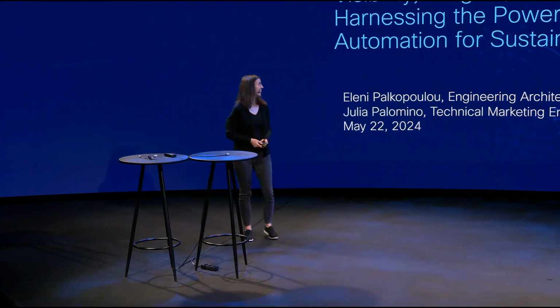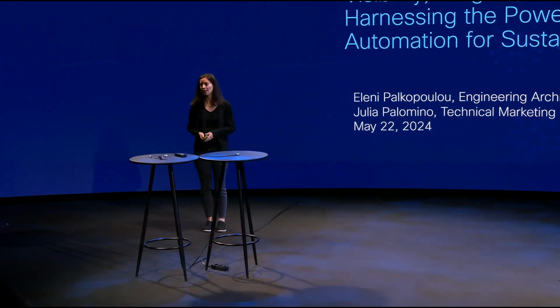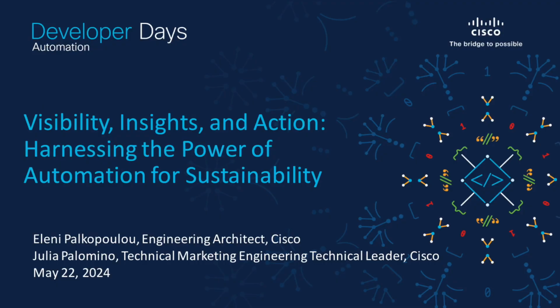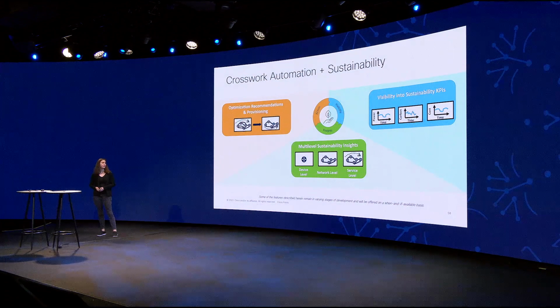Hi everyone. Now we're going to continue our talks about how automation can help you achieve sustainability targets. First, let's take a step back and think about the network operation lifecycle as a whole. Sustainability should be an integral part of it. It shouldn't be an afterthought. And this is something that we've been working together with the Crosswork automation team on.